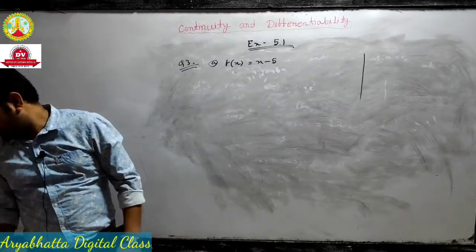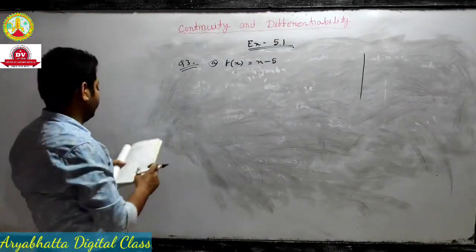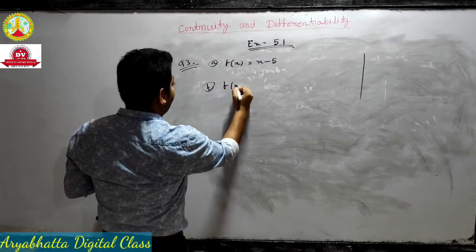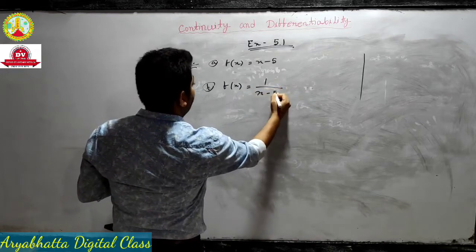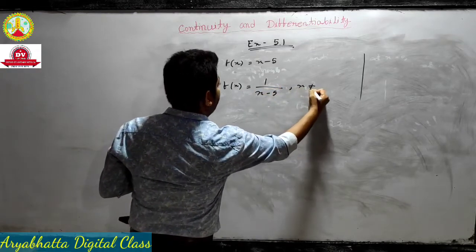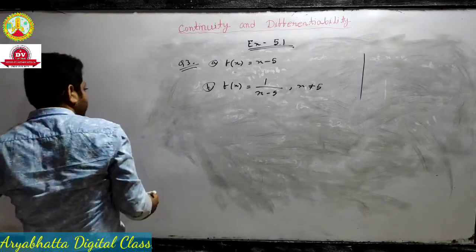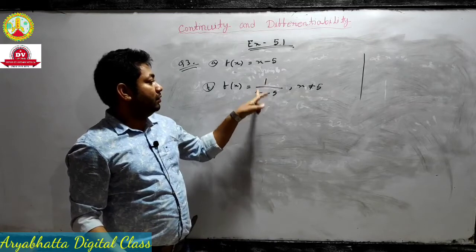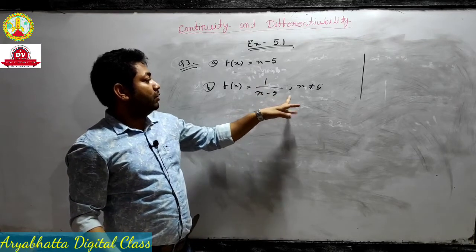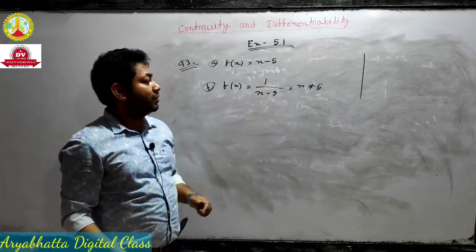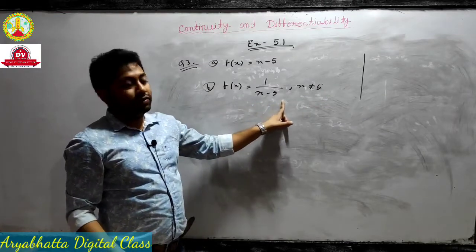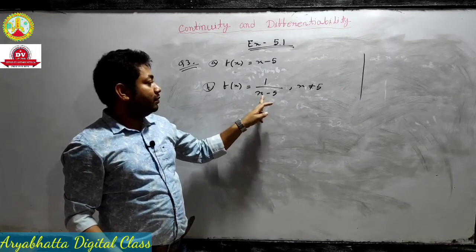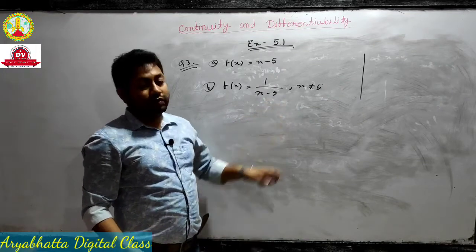Next, 3b. F of x is equal to x minus 5 comma x not equal to 5. Here the numerator and denominator are all polynomial functions, and also x not equal to 5. Therefore, this function is continuous provided x is not equal to 5. The function is continuous at all points of x provided x not equal to 5.